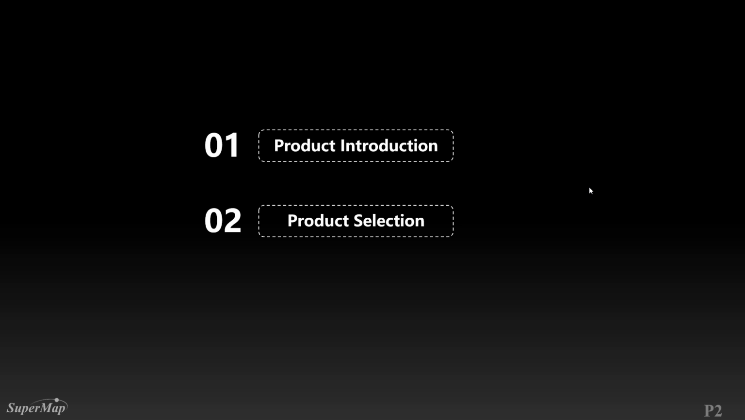In the first part, I will introduce the architecture of the new iClient for JavaScript product. For the second part, I will explain to you how to select the correct product from the entire iClient for JavaScript package that contains 4 products for different development models.